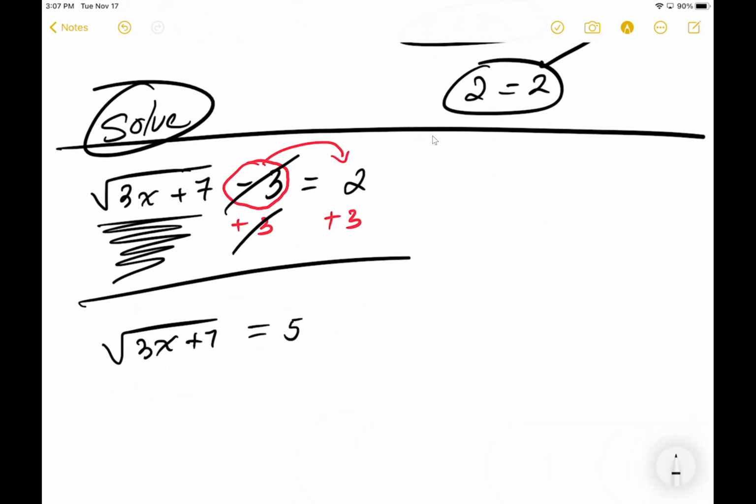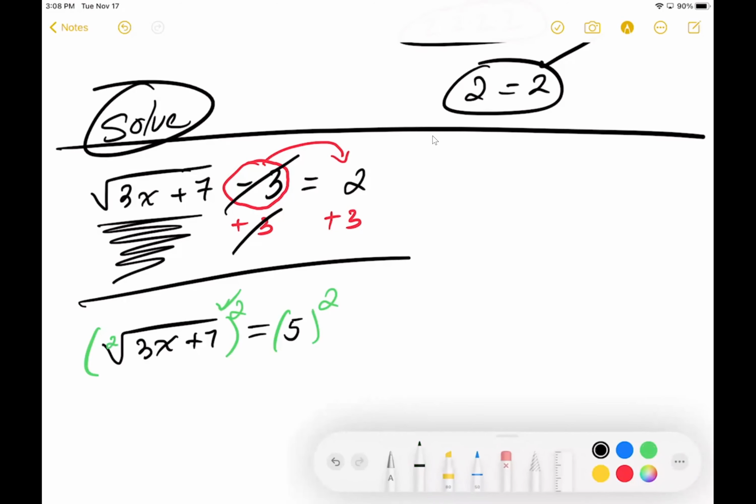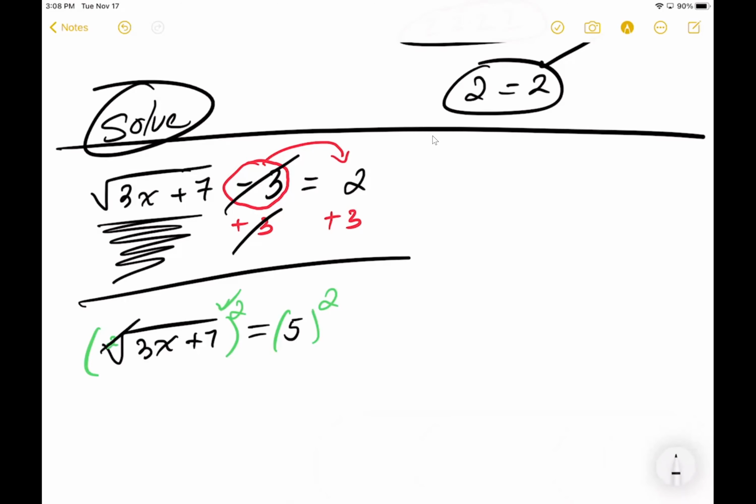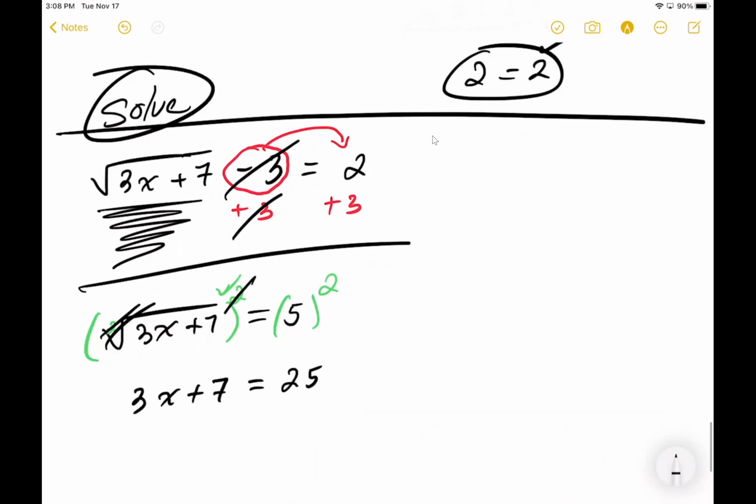Looking at this, my radical is by itself. If a radical is by itself, all we need to do is raise it to a power. Because my radical is a square root, where no number is assumed to be a 2, I need to raise it to the second power. If I raise it to the second power, the power and the root cancel out. So what I have is 3x plus 7 equal to, what is 5 times 5? 5 times 5 is 25.